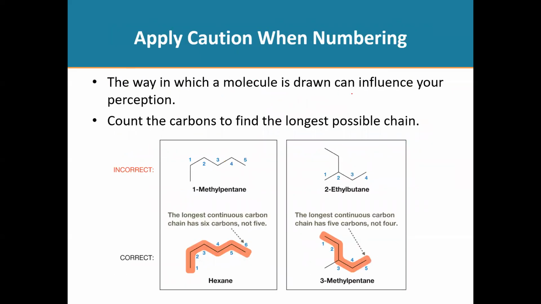The way in which a molecule is drawn can influence your perception. Count the carbons to find the longest possible chain. So this is the incorrect one. Because this is pentane. Oh, for some reason it's not writing. Let me see. Here we go. So 5 versus 6. So we want 6 because that's a longer chain. Here we have pentane. Here we have butane. Butane's 4. Pentane is 5. So think about it before you name it butane or pentane. Which one is the longest chain? Yeah, we can go 4 this way, but if you start up here, you have 1, 2, 3, 4, 5. You get a 5-carbon chain versus a 4-carbon chain.